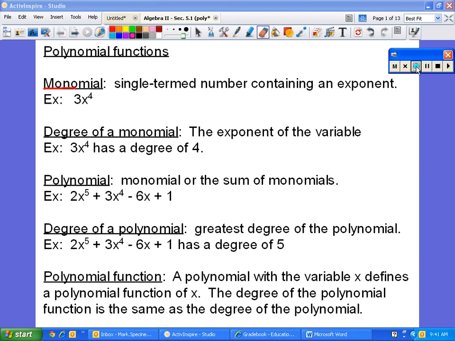When we talk about a polynomial, which can be a monomial or the sum of monomials, the Latin root is poly, which means many. Poly means many, like a polygon.